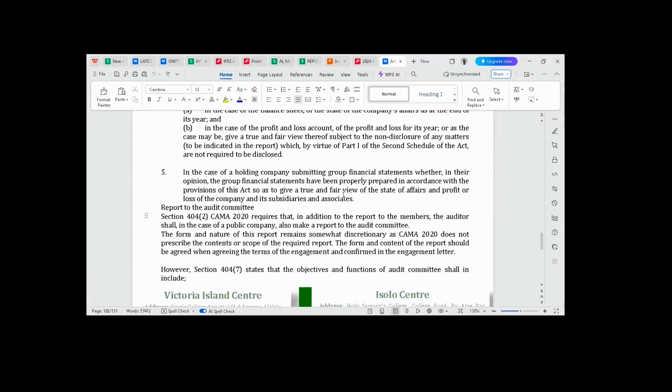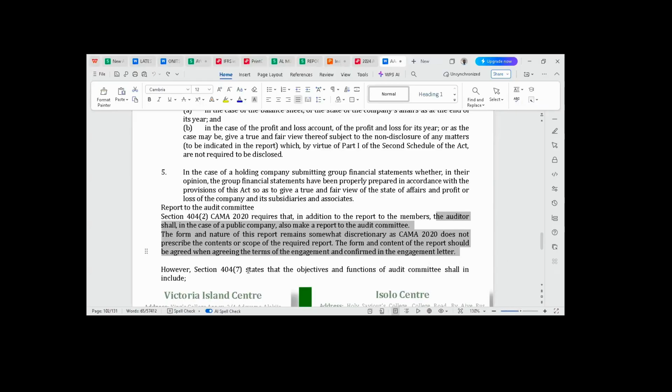That is what is contained there in their own report. So the auditor, in the case of a public company, also makes a report to the audit committee. The form and nature of the report remains somewhat discretionary, as CAMA 2020 does not prescribe the content or scope of the required report. The form and content of the report shall be agreed when agreeing the terms of the engagement and confirmed in the engagement letter.